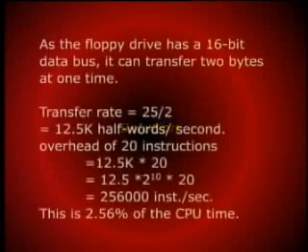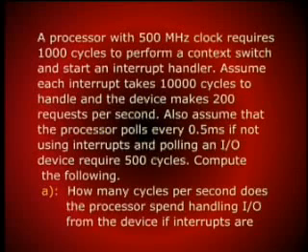Since the floppy drive has a 16-bit data bus, it can transfer 2 bytes at one time. Thus, its transfer rate is 25 divided by 2, which is 12.5 kilo half words, 16 bits each. So total word is 32-bit, and in this case 16 bits correspond to half word. This corresponds to an overhead of 20 instructions, or 12.5k into 20, which is 256k instructions per second.